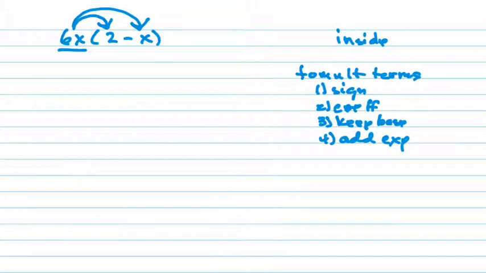Here we go. So we'll do the 2 first. A positive times a positive stays a positive. 6 times 2 is 12. And x times nothing just stays x. All right, now we're done with the 2. Now let's move to the second term. A positive times a negative is a negative. 6 times nothing just stays 6. And x times x is x to the second, or x squared, either one you want to call it.